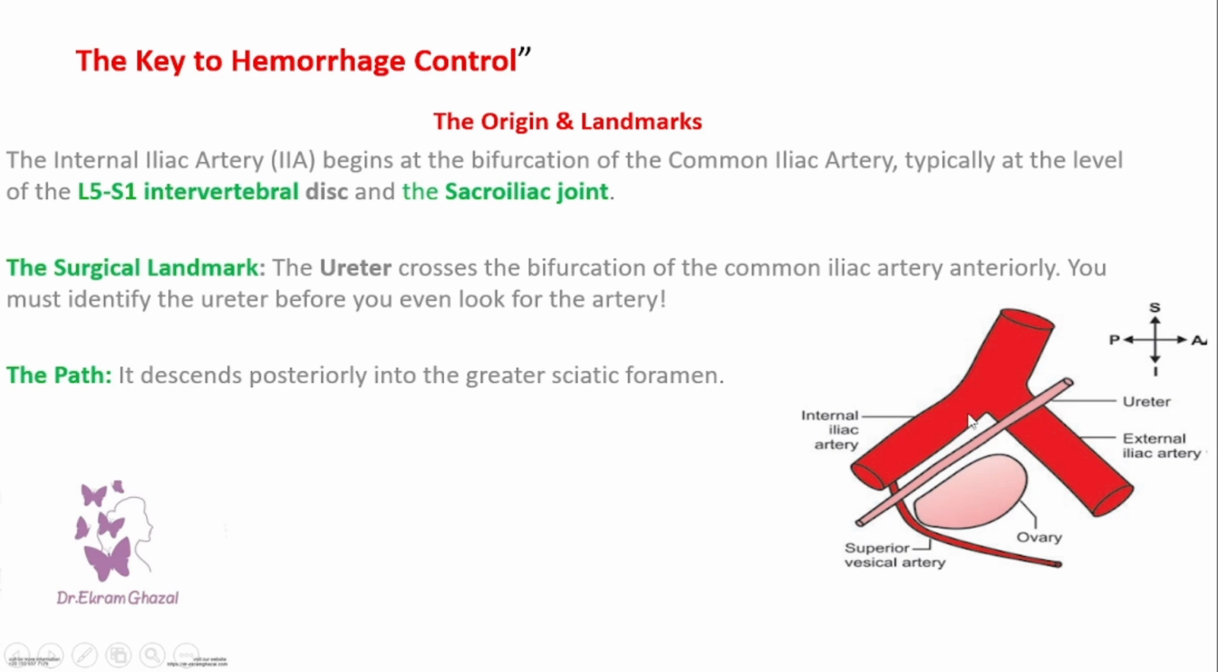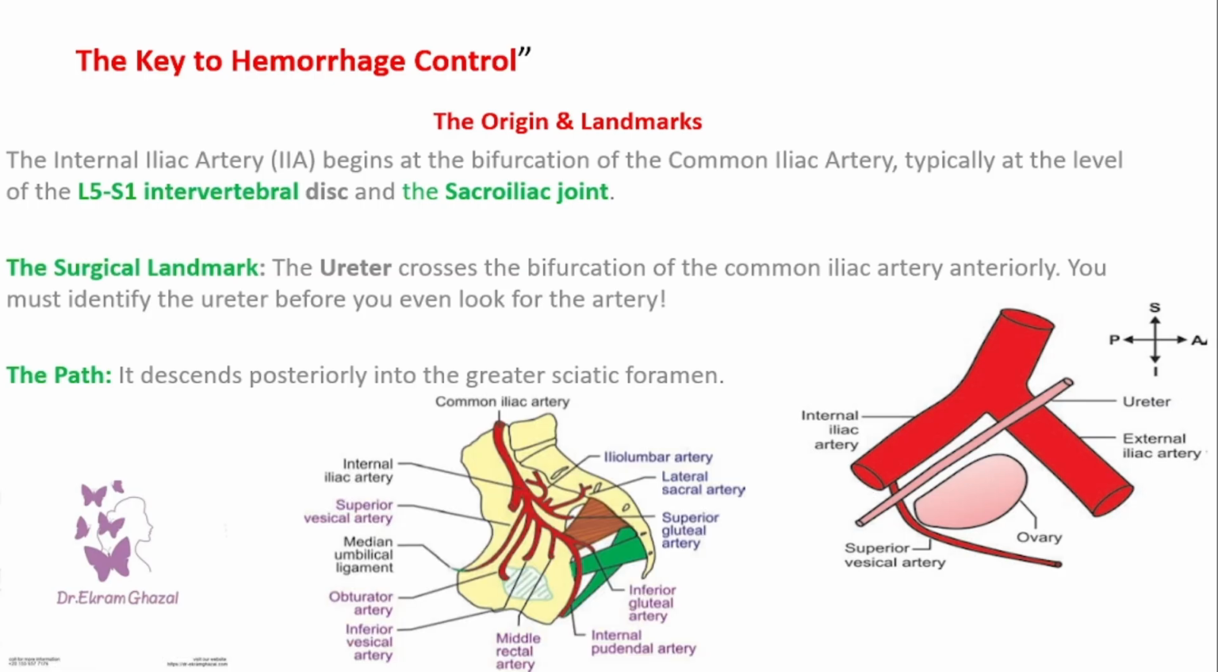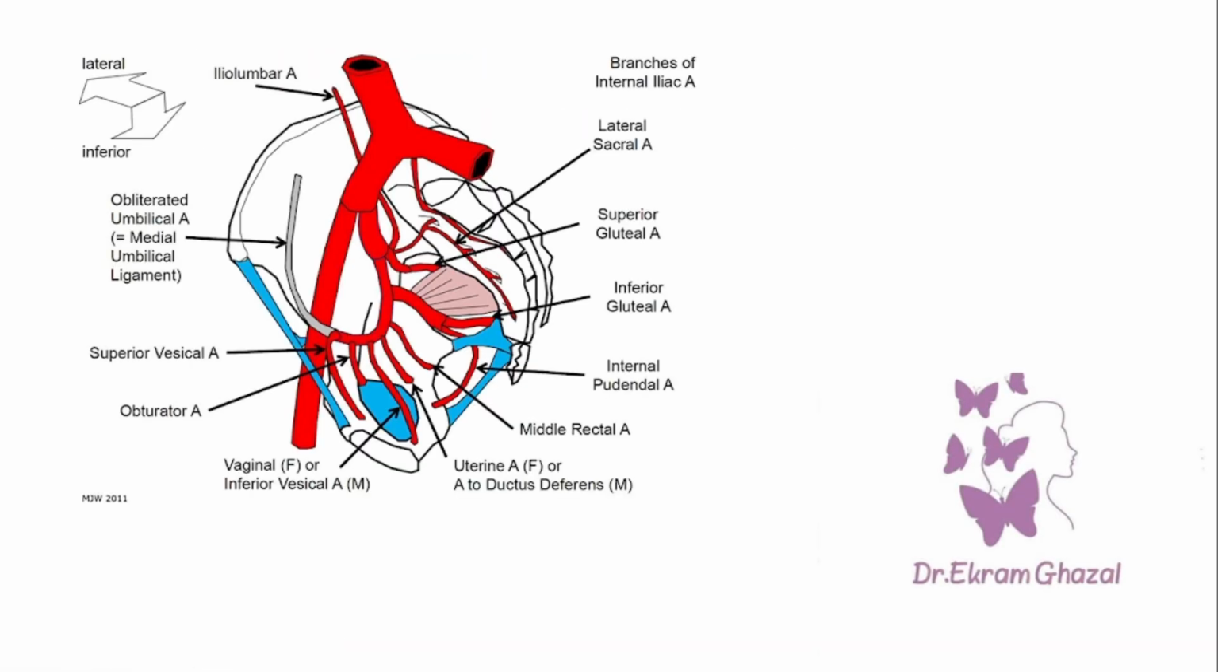As we can see here, this is the internal iliac artery, and this is the ureter, and this is the ovary, and this is the superior vesical artery. It descends posteriorly into the greater sciatic foramen, as we will see in this illustration here. Again, the internal iliac artery is subdivided into anterior division and posterior division with its branches, which is very important. It passes into the greater sciatic foramen, as we explained and can see in the illustration.